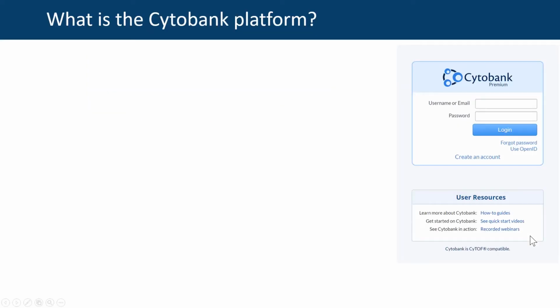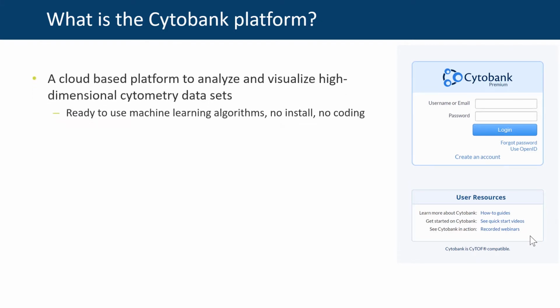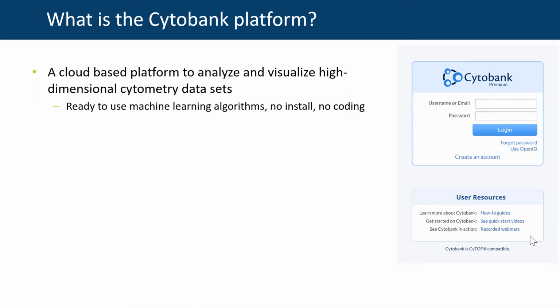All right, so to get started, what is the Cytobank platform? So the Cytobank platform is a cloud-based platform that we're going to use to analyze our data. What that means is after we acquire our FCS files, we can send them to the cloud and we can use the cloud to process all of the data analysis we're trying to do. And that's really important when we talk about these machine learning algorithms because they're going to be rather resource intensive.